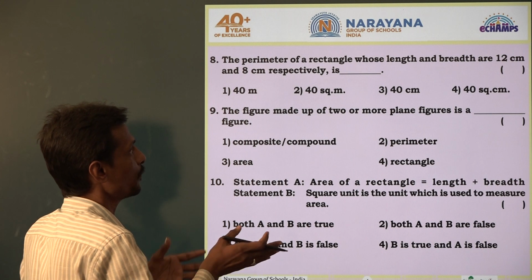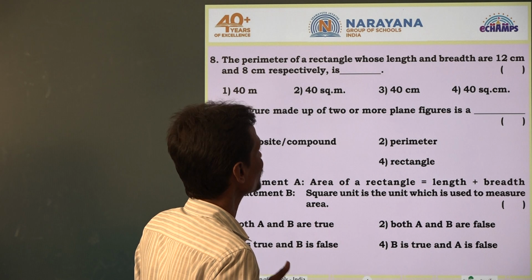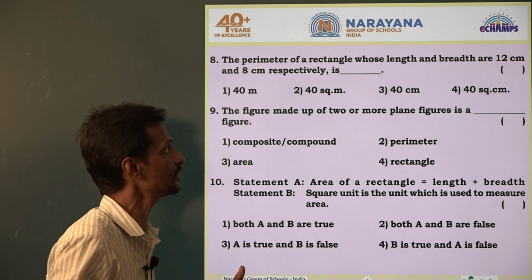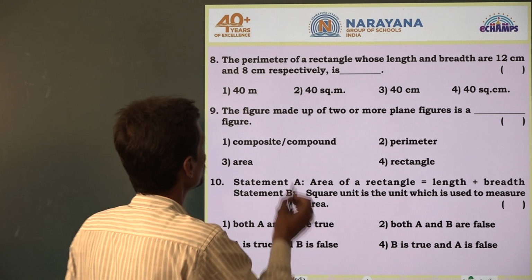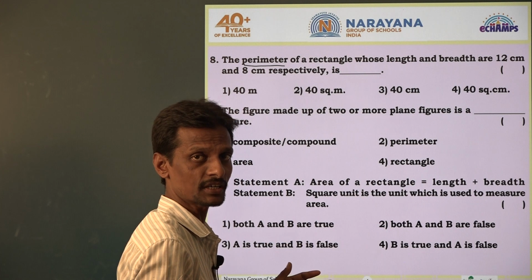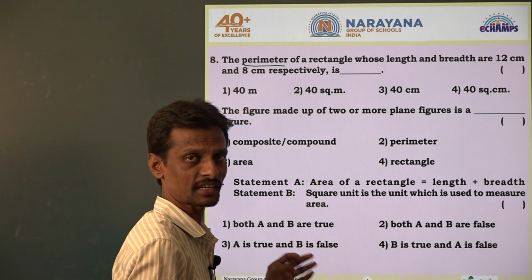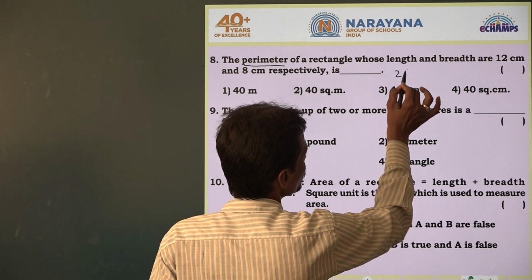Next, eighth one, the perimeter of a rectangle whose length and breadth are 12 centimeters and 8 centimeters respectively is dash. So we have to find what? Perimeter. So perimeter formula for the rectangle is 2 into L plus B. 2 into L plus B.